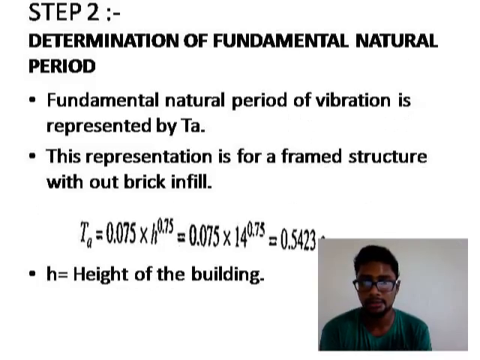Step 2 is determination of fundamental natural period, which is nothing but the vibration time of the building. It is represented by Ta. The formula is 0.075 H to the power 0.75, where H is the height of the building, by which it is found to be 0.54. Moving to the next slide.